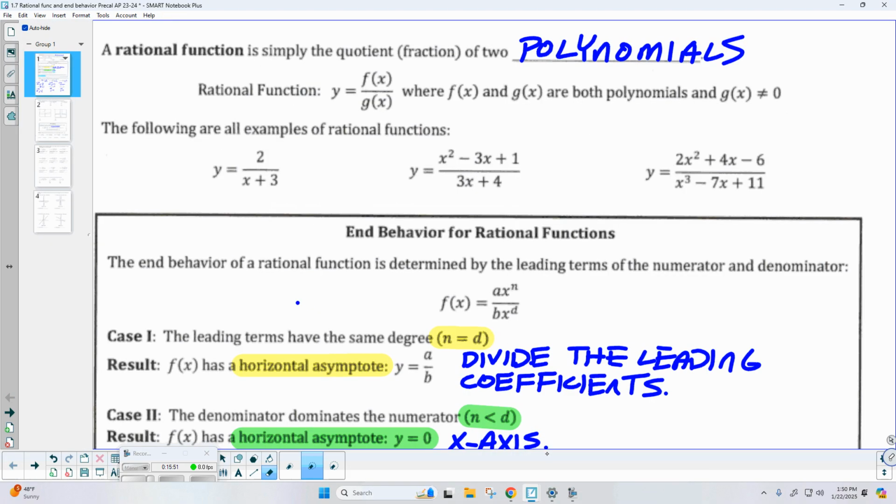Okay, so here's 1.7. Did anybody need a copy? Okay. So yesterday we were still talking about end behavior. This is the left side, as x approaches negative infinity. We're talking about the right side as x approaches positive infinity.